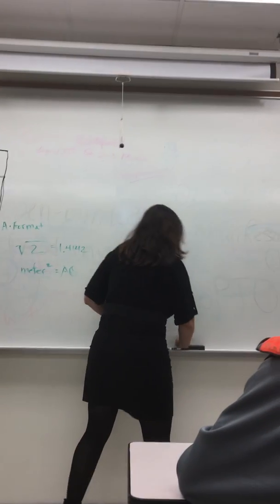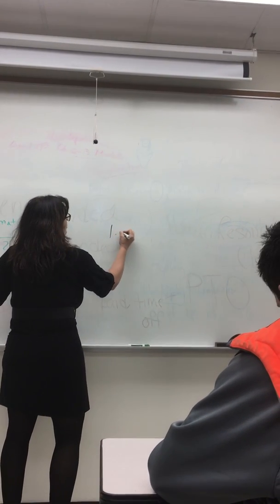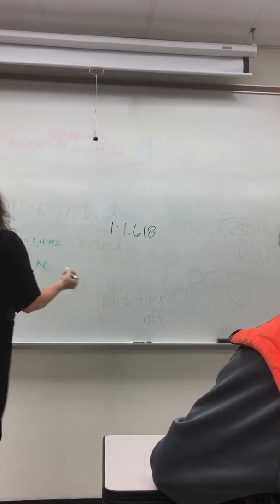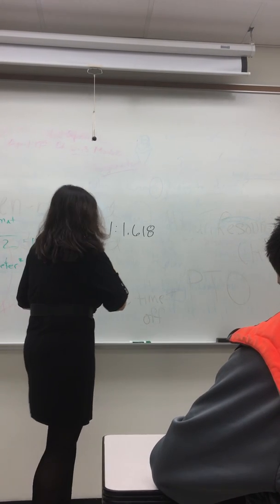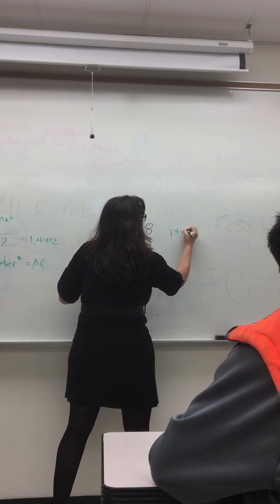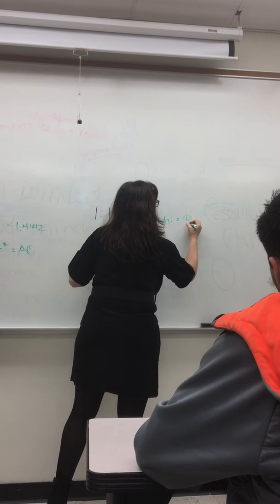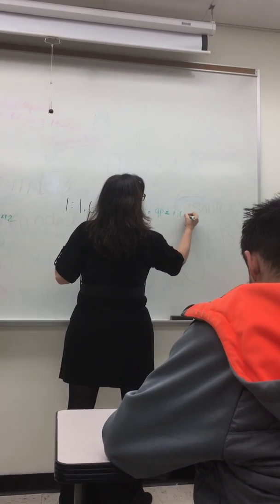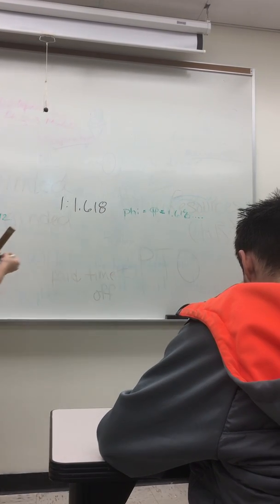The golden rectangle is measured out at 1 to 1.618. That is not a square root, but it is actually called the term phi. Phi equals 1.618. It's one of those numbers that goes on infinitely.